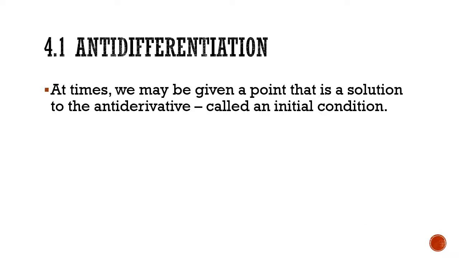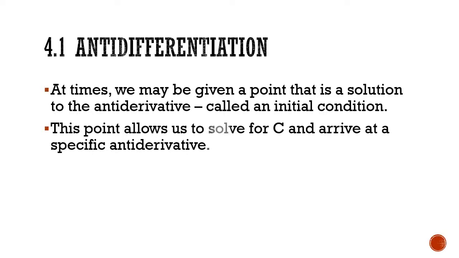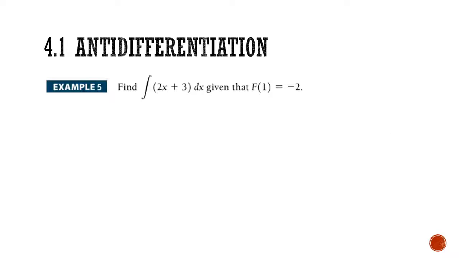So at times we might be given a point that's a solution to the antiderivative. This is called an initial condition. And what that point will allow us to do is to solve for c and get a specific equation. So for example, find the integral of 2x plus 3 dx given that f of 1 equals -2.